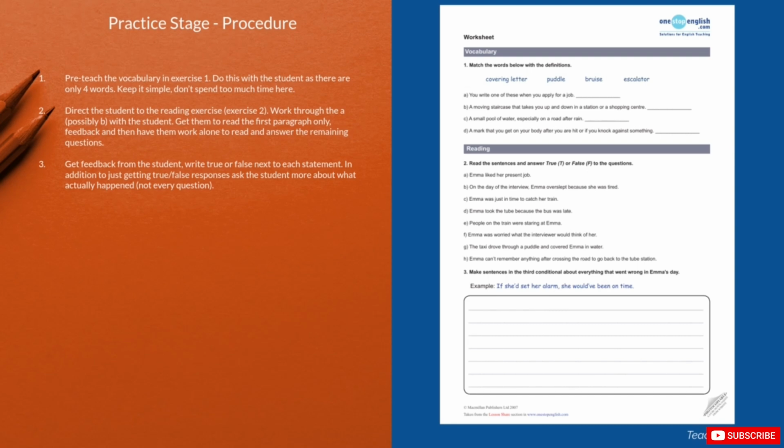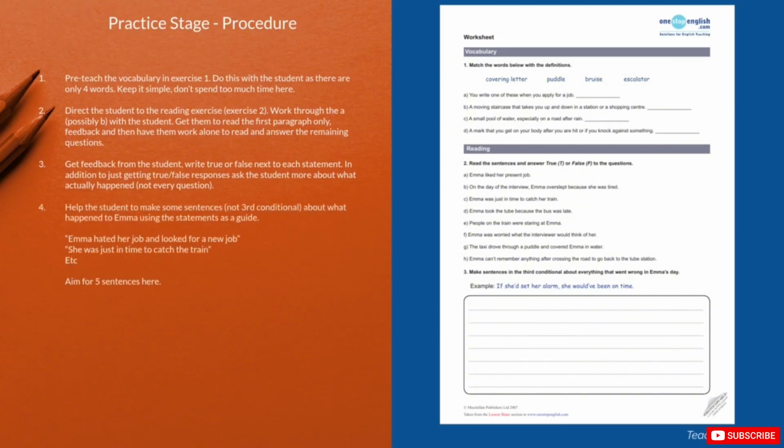So what's next? They've read the article, they've hopefully got the correct information, they've decided whether it's true or false. What do we need to do now? Well, first, before we can ask them to create sentences in the third conditional, it's a good idea to create sentences that aren't in the third conditional. So give them sentences that they can then convert. It's easier for them to work with existing sentences here. So we can help the student to make some sentences, not third conditional sentences, about what happened to Emma, using these statements as a guide.